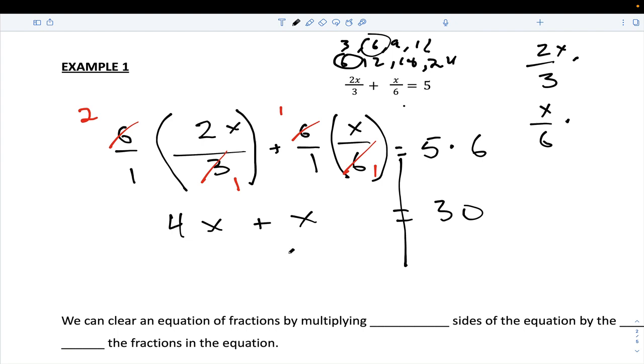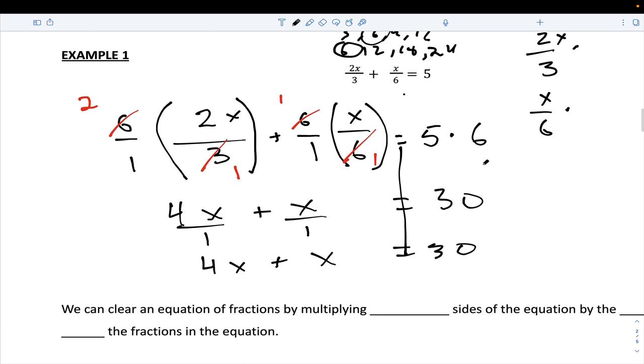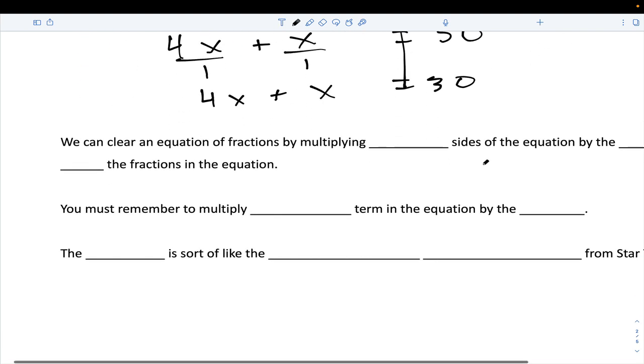So you could do 1 times 1 plus 1 times 1. 1 times 1 is just 1. 4x over 1 is the same thing as 4x. X over 1 is the same thing as x. This is the same thing as this. You just successfully busted your first fraction. Everything cross-canceled, and you have a really nice-looking equation that looks like 4x plus x equals 30. Add those together for me, Finn. What do I do on the left side?